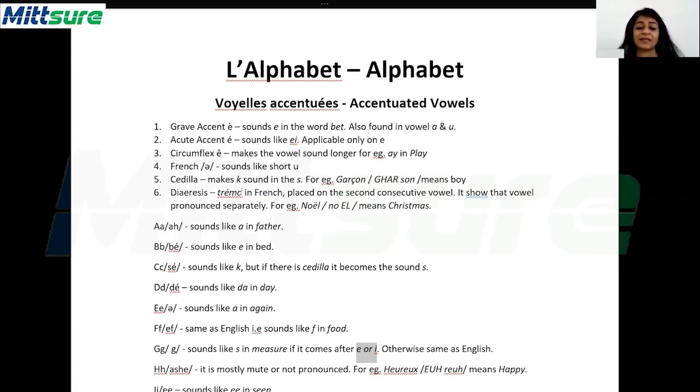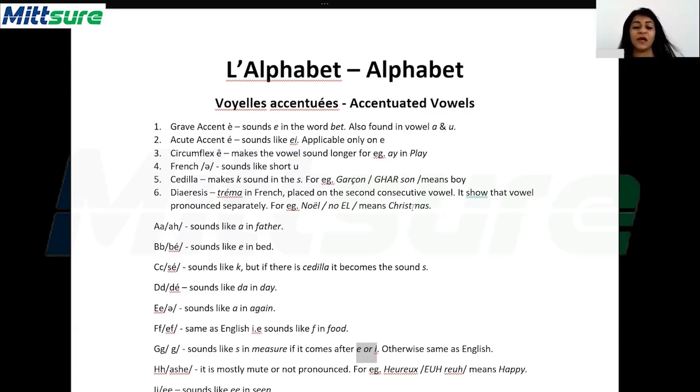After that we have the diaeresis. Diaeresis is called trema in French. It is applicable only when there are two consecutive vowels in the same word, that you can see over here in the word Noël. Basically in Noël, you can see that on the second consecutive vowel, there are two dots above it, that is trema. It says that the sound of this word will get separated from here. So it will sound as no-el, no-el. It means Christmas. So these were our accentuated vowels.